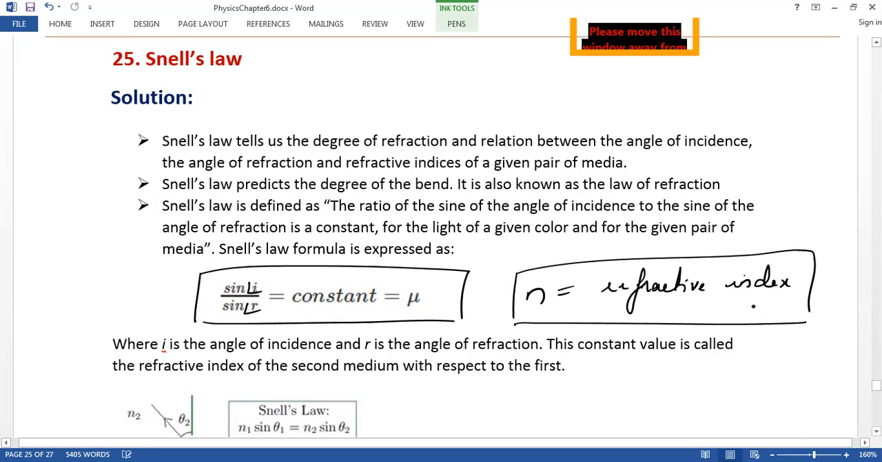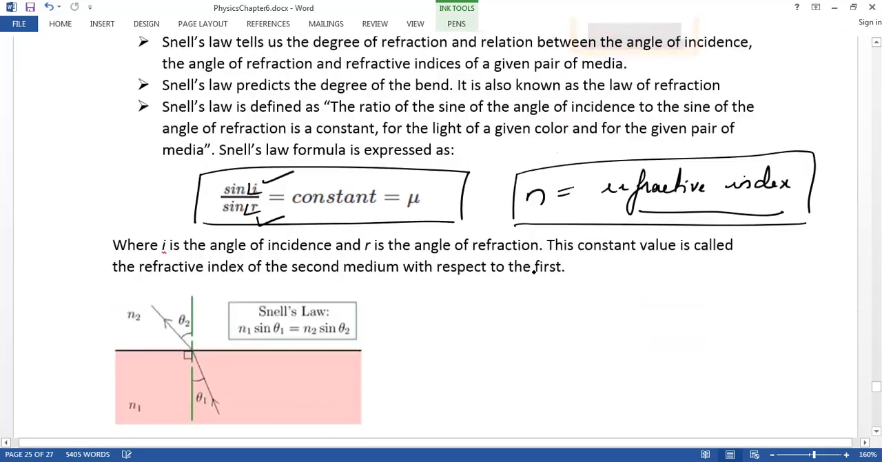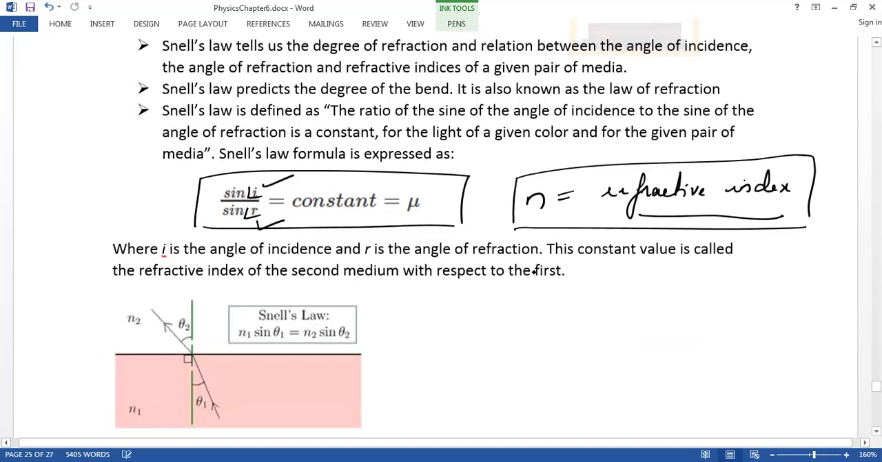Once again, Snell's law is defined as the ratio of the sine of the angle of incidence to the sine of the angle of refraction, which is always constant, and that constant is called the refractive index. It is called the refractive index of the second medium with respect to the first medium.